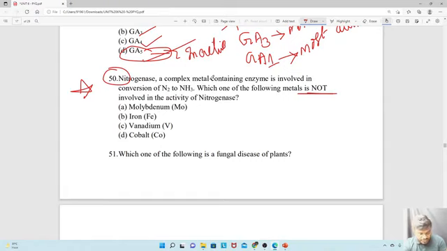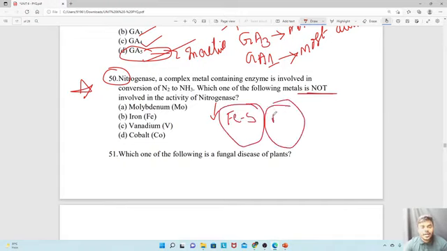Question number 50. Okay, that's good. I feel every one of you remembers my statements. When we studied the structure of the nitrogenase enzyme, what have we studied? We studied that nitrogenase enzyme contains two centers. One is the iron sulfur center and another one is the molybdenum iron center. I hope you all remember this. Then molybdenum is right, iron is right.